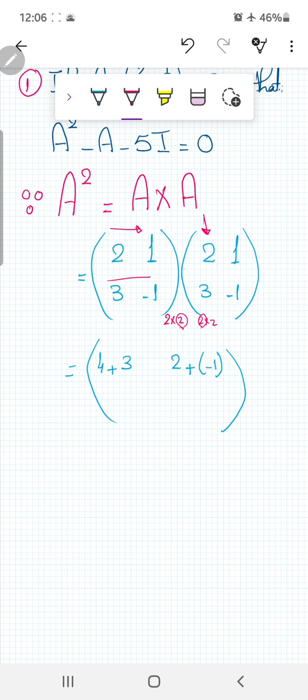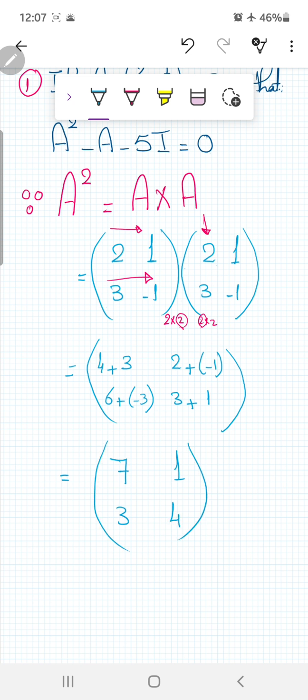Write the second row. Here, 3 times 2 equals 6, plus negative 1 times 3, negative 3. Second column, 3 times 1, 3, plus negative 1 times negative 1 equals 1. Get the results. 4 plus 3 equals 7. Here 1, 6 minus 3, 3, and 4. So A power 2 equals 7, 1, 3, 4.